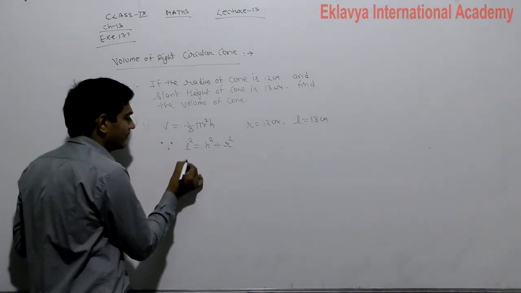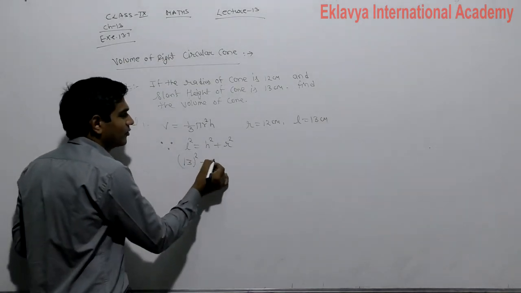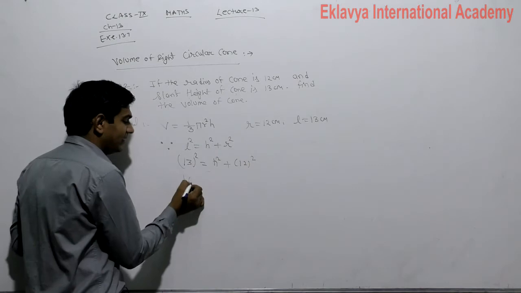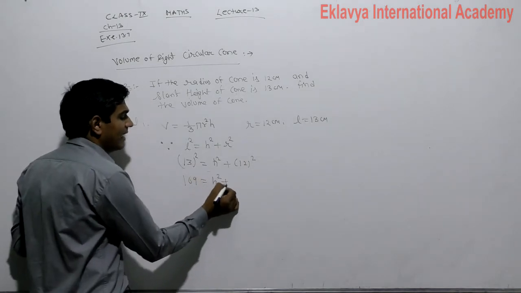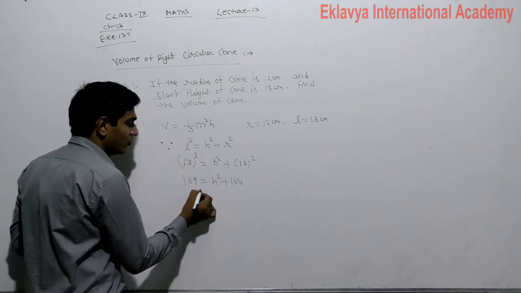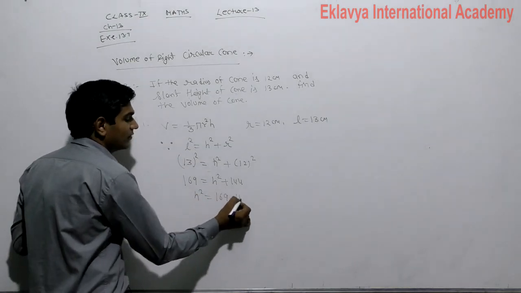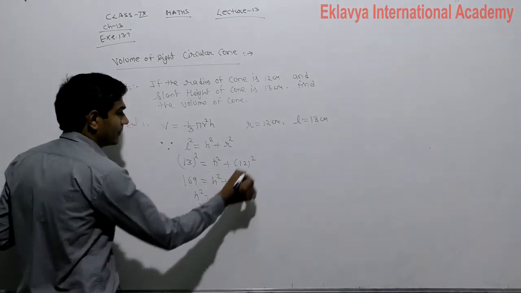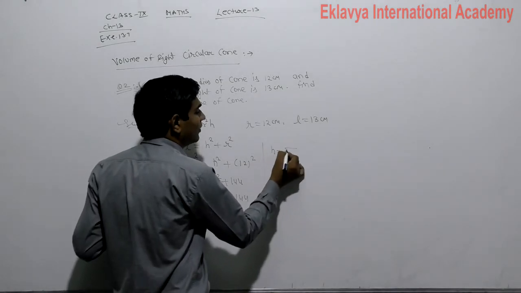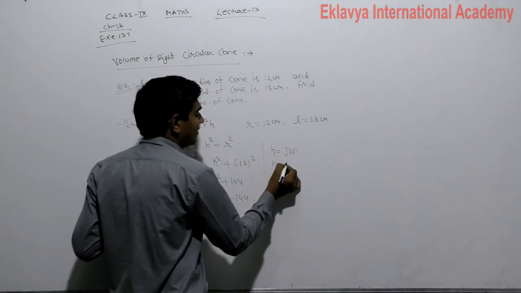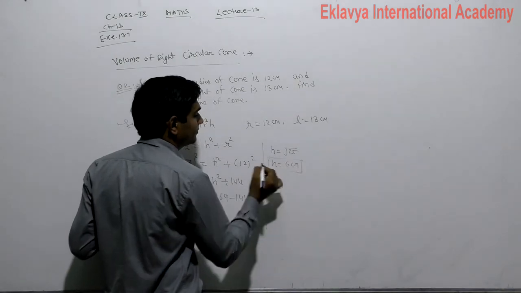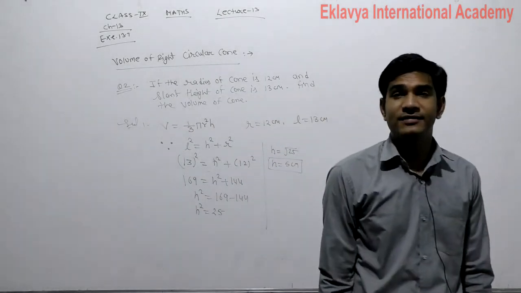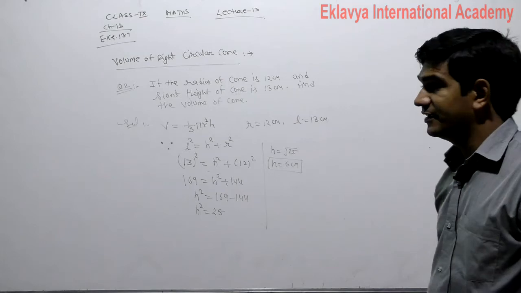So L square, 13 square is equals to H square plus 12 square. 13 square is 169, H square plus 144. So H square is 169 minus 144. H square is 25. So H is equals to under root 25. H is 5 centimeter. So what is the height of the right circular cone? The height of the right circular cone is 5 centimeter.